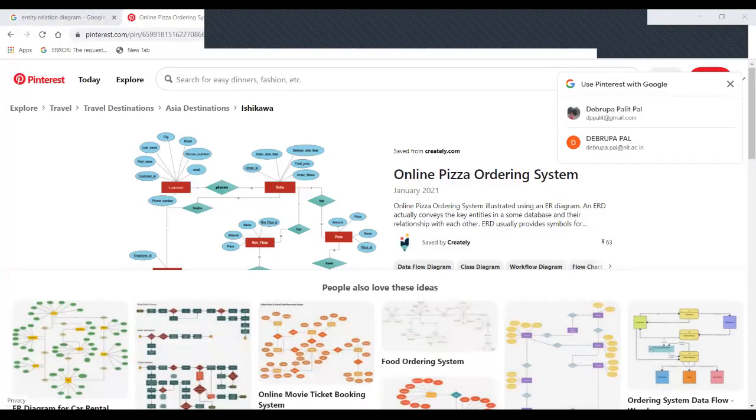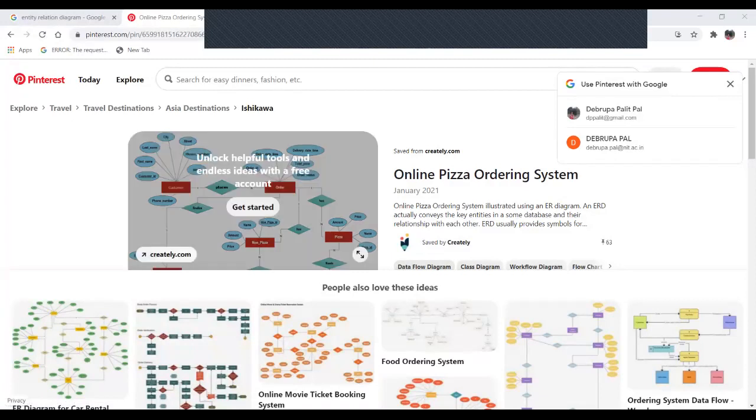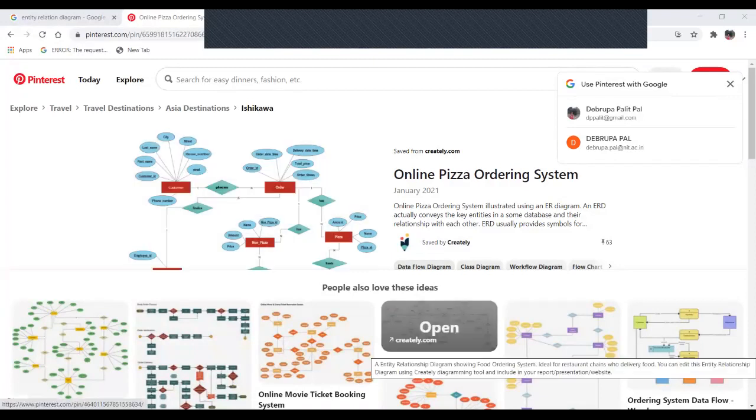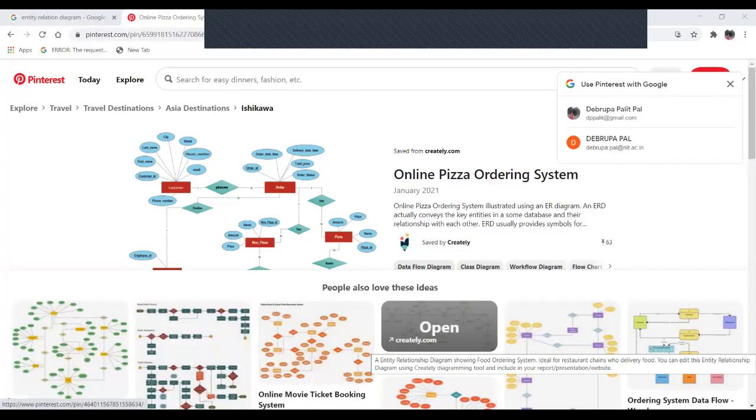This is the ER diagram for a pizza ordering system. Here you see in red the entities are shown. Customer is an entity, order is an entity, pizza is an entity, non-pizza is another entity. Between customer and order, there's a relationship that is places. That means customer places order.